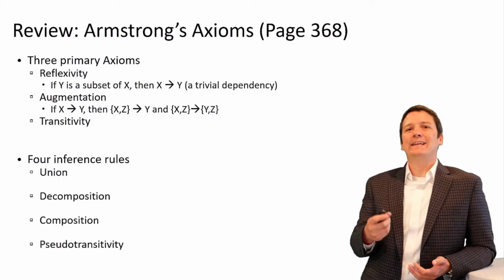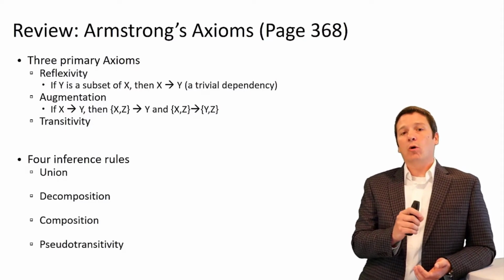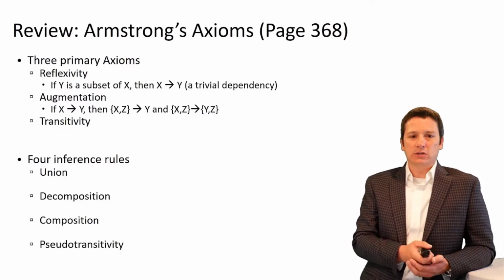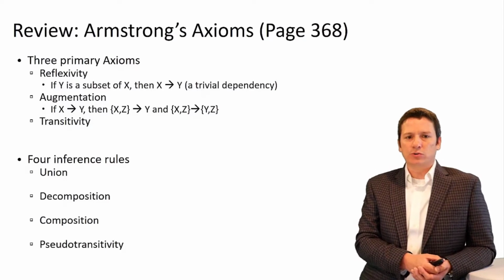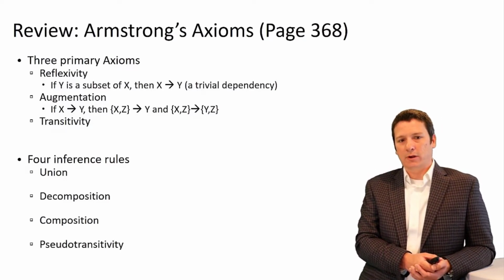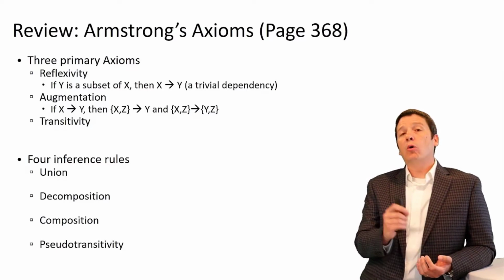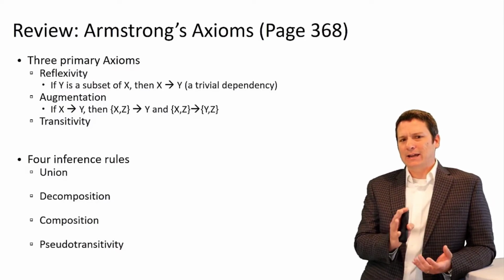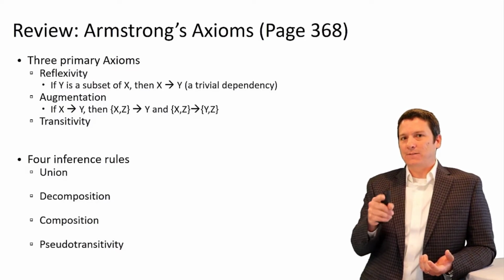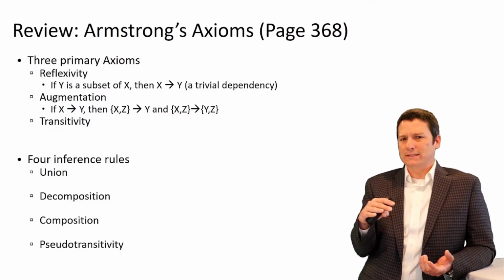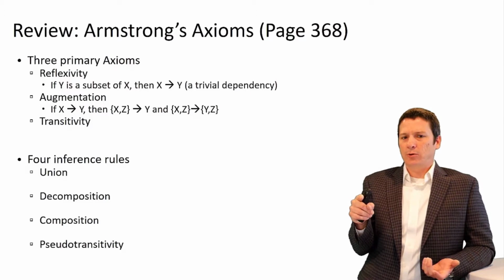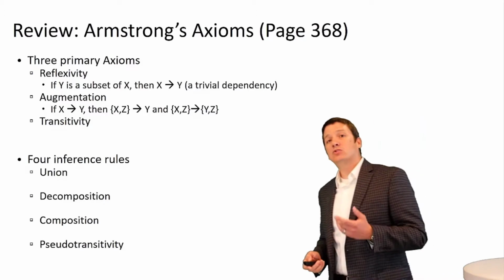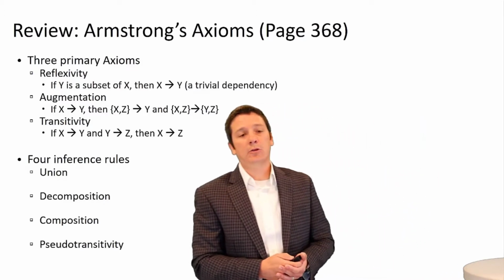Augmentation allows us to add any attribute to either the determinant or add the same attribute to both the determinant and the dependent. So if x functionally determines y, then it is also true that xz functionally determines y, right? We could add a z to just the determinant, or we could add the same attribute to both the determinant and the dependent, right? And this kind of makes sense because z functionally determines z. We know that through reflexivity. So if x determines y, then it would also be true that xz would determine yz, right? Makes sense?